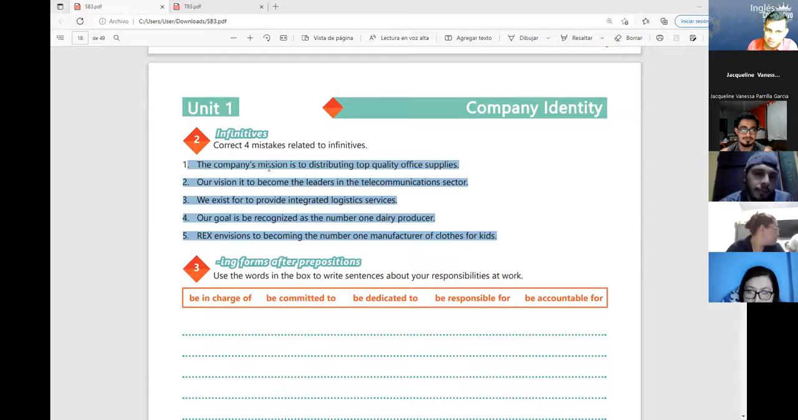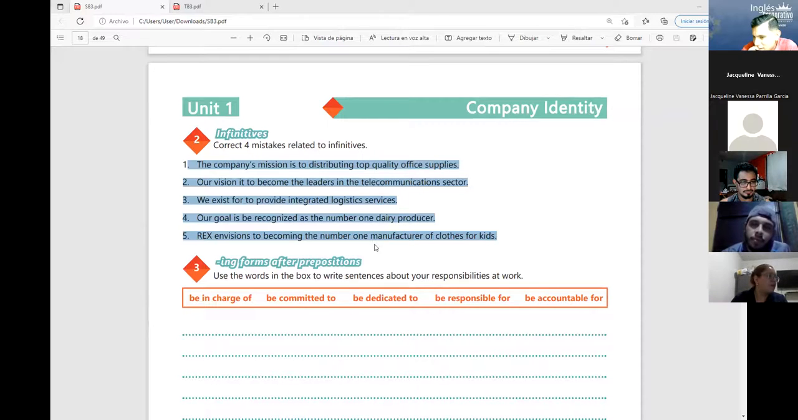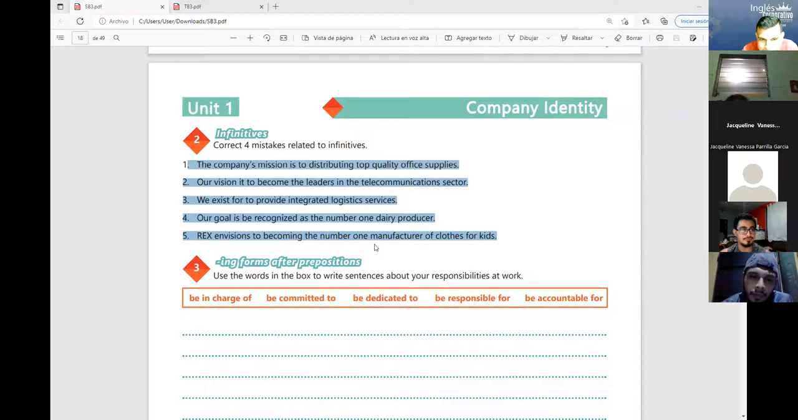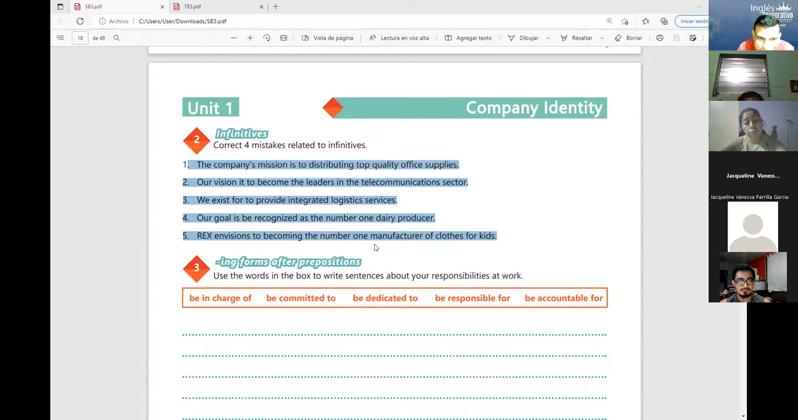Okay, veamos. Let's see how was the exercise. Okay, we need to find the 4 mistakes. Okay, one sentence is correct. Let's start with the correct sentence. ¿Cuál es la oración correcta? 1, 2, 3, 4, or 5. Teacher, dentro de ella, yo me imagino que había una buena, ¿verdad? Sí, es por eso estamos comenzando. Number four. Okay, ¿quién da más? ¿Quién da menos? Estamos entre la 4 y la 5. Una tercera opinión. Number four.